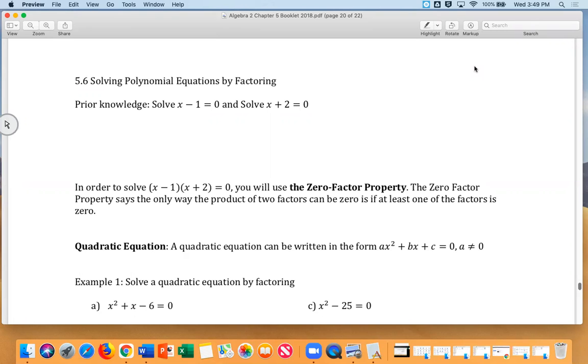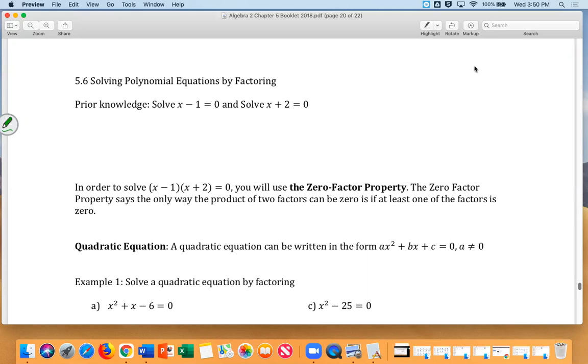Well, the other day, I don't know, like a week ago, I was talking to you guys about when you factor an equation, you're able to determine a lot about it. And the main thing was the x-intercepts, okay? So the first thing we need to do is go over prior knowledge.